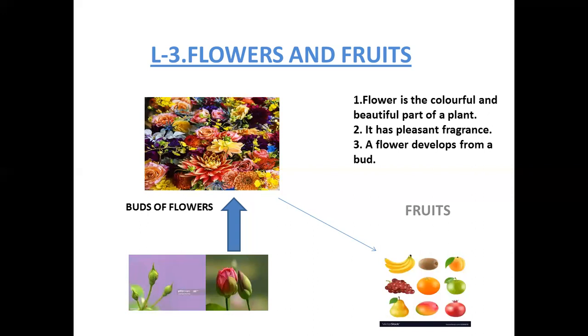And the buds of different flowers vary in their size and shape. All the buds are not similar. All the flowers are also not similar. So they vary in their size and shape. The bud of a plant is generally covered with green leaves.